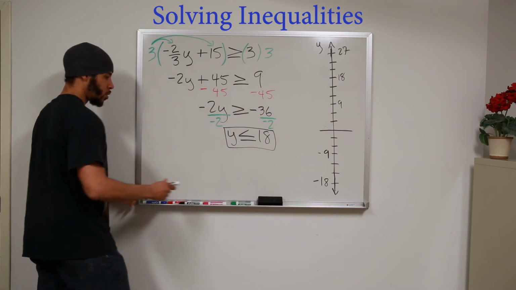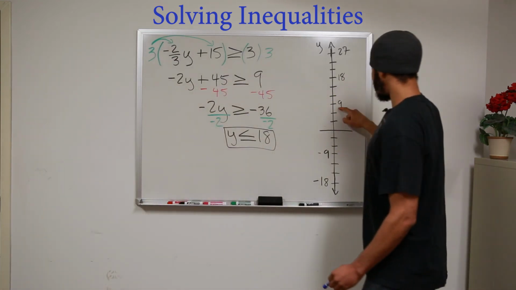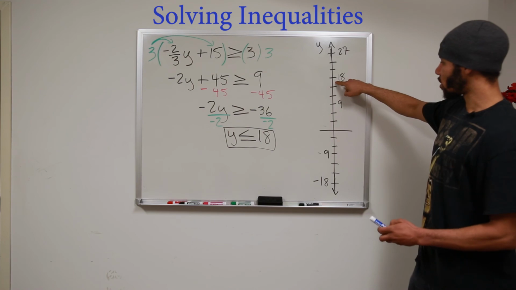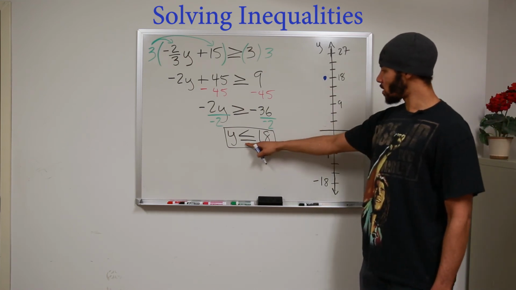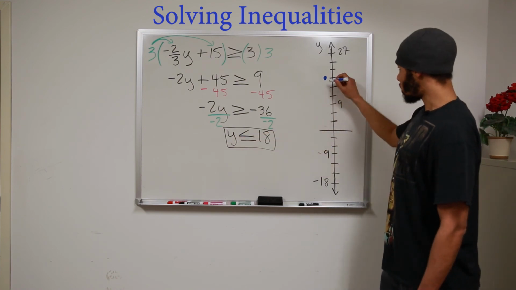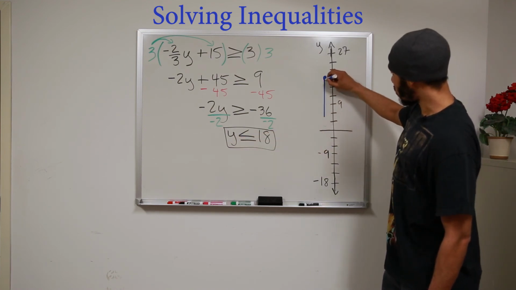And we'll practice putting it on the number line once again. 3, 6, 9, 12, 15, 18 is our reference point. Y is equal to 18 or it's less than 18. It is 18 or below 18.